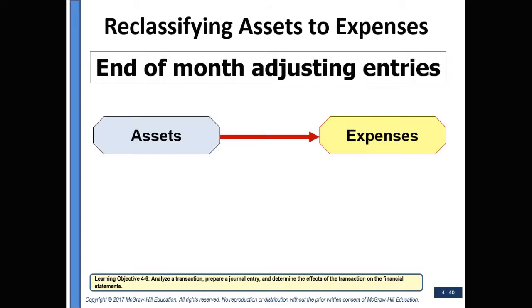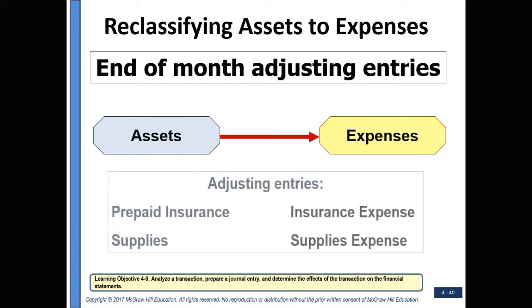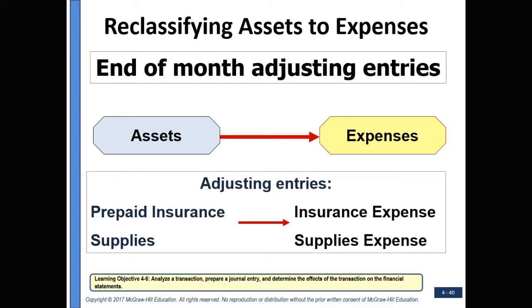End of the month adjusting entries are also used to reclassify assets, as the assets are used, consumed, and therefore expensed. Some examples of these are prepaid insurance, which are insurance premiums paid in advance for more than one accounting period, and supplies, which are an example of assets that are consumed in the course of doing business and need to be reclassified as an expense.